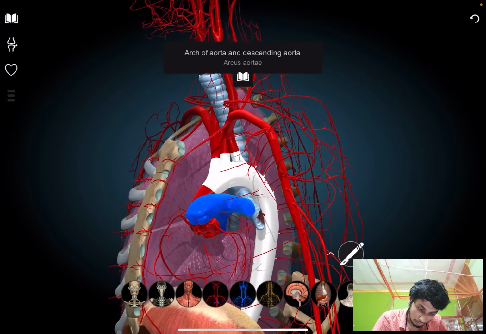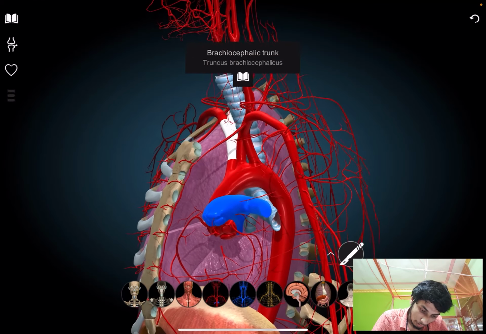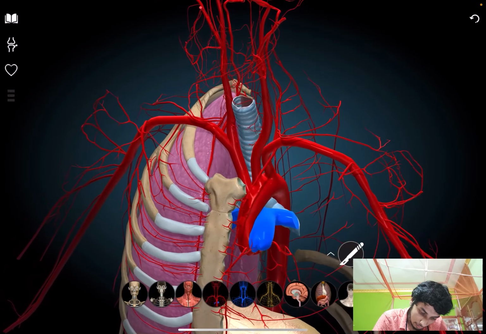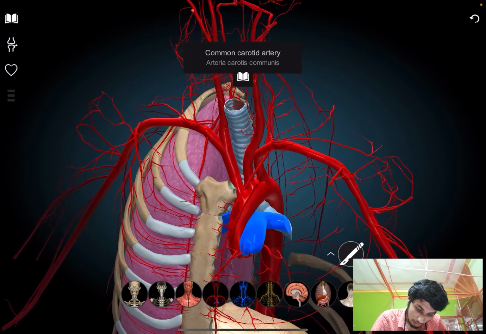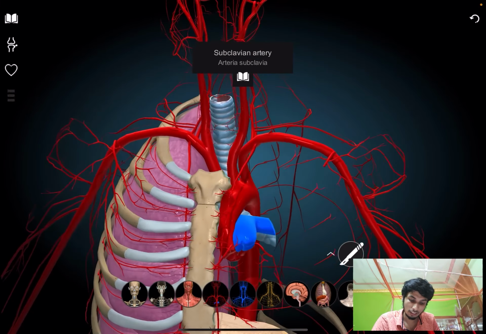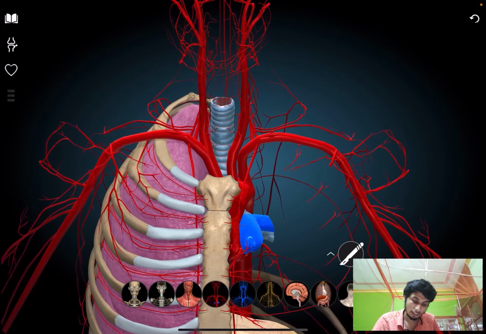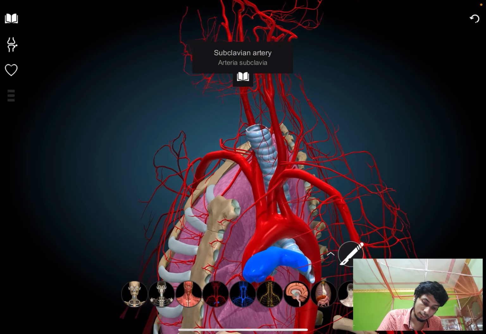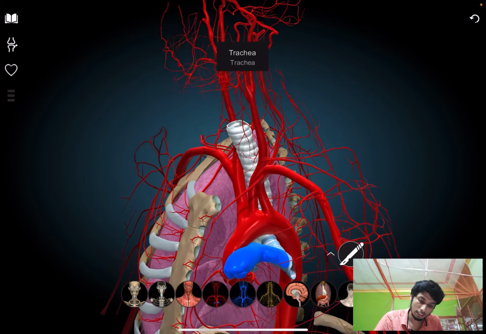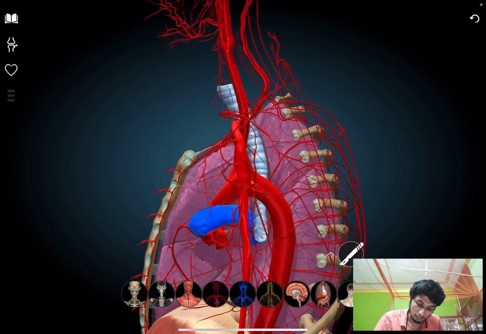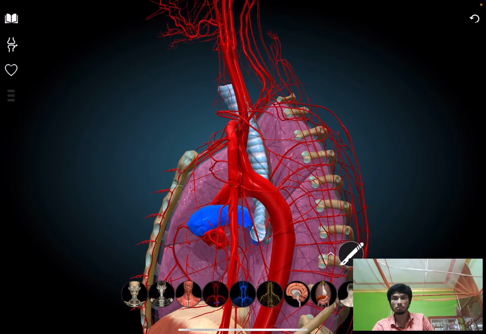This is the arch of aorta. Brachiocephalic trunk, that is common carotid artery, and that is subclavian artery, left subclavian artery, and right subclavian artery from the brachiocephalic trunk. Now this is the trachea, and the esophagus is not shown here, and the nerves are also not shown here. You can see that by yourself.